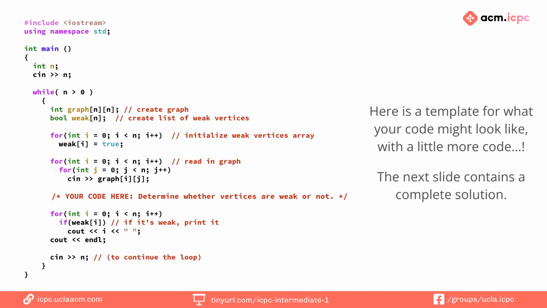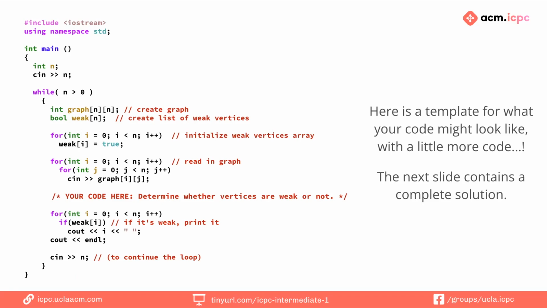Then to read in the graph, it's just a double nested for loop where you read the values that you're given as input directly into the array indexes of your matrix. So it's super simple just to read in all of the different values that they give you, because you can just put them in at exactly the spot they're supposed to be, because they give you n by n values. Then at the end, you will just cout each element in your weak array as long as it is weak. And then you cout endl to do a new line, and you continue the loop.